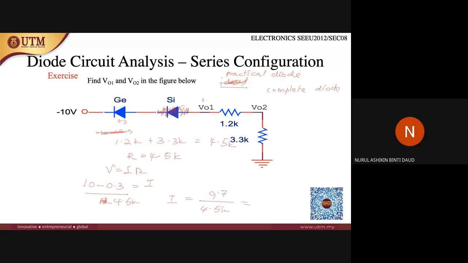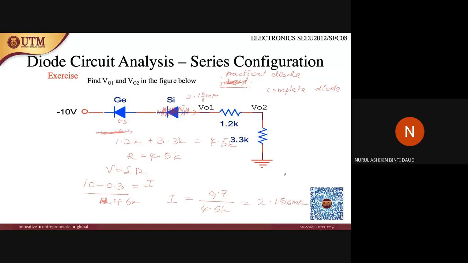So it will give you 9.7 divided by 4.5 kilo ohms, which is 4,500. It will give you around 2.156 milliampere. Okay, 2.15 milliampere. So the current that flows inside this is 2.15 milliampere.